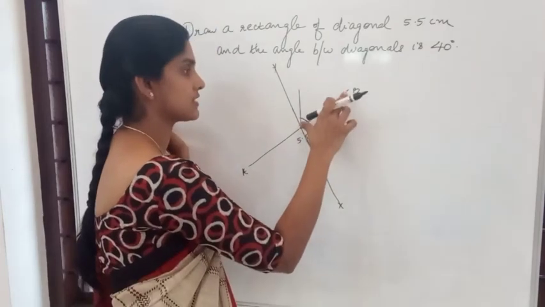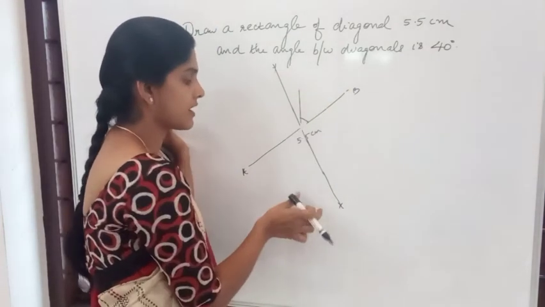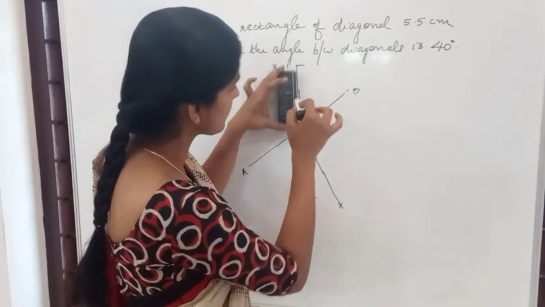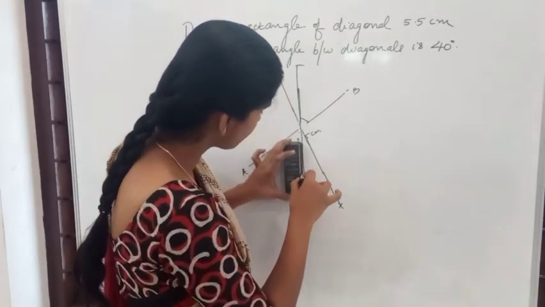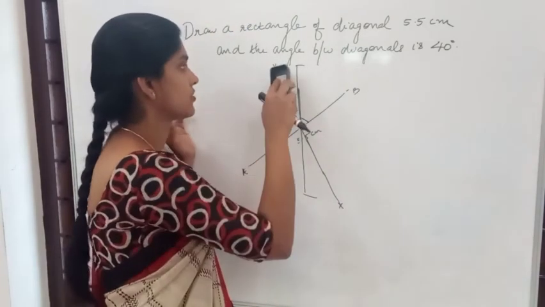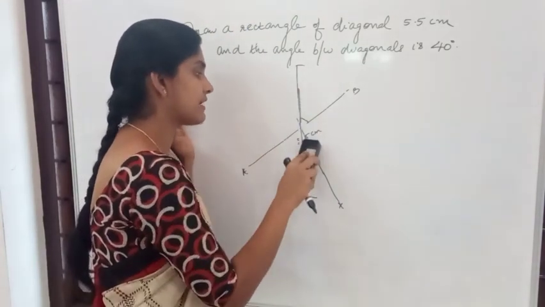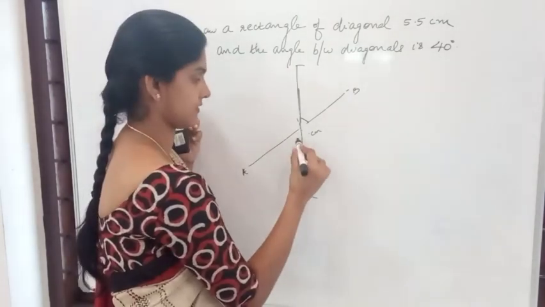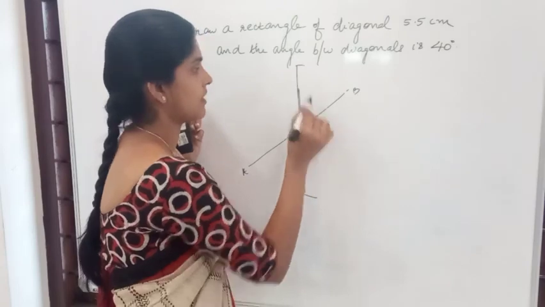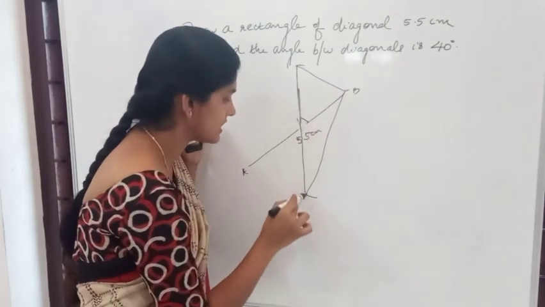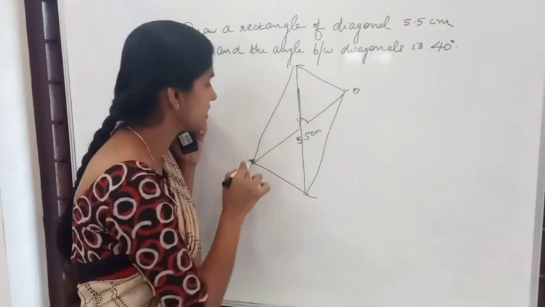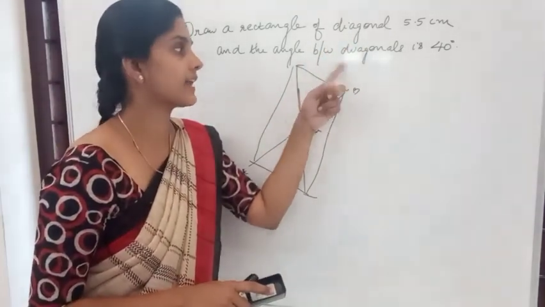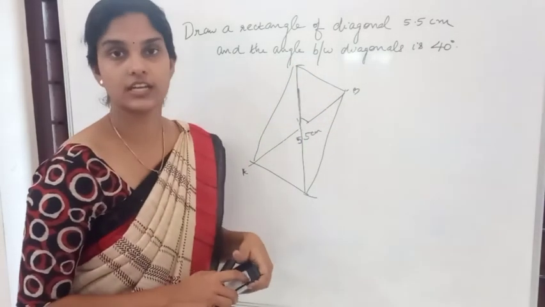Now take this measure, mark over here, mark over here. Join this. We shall erase these lines that were used to take the midpoint of the first diagonal. Now join these points. You shall get a rectangle of diagonal 5.5 centimeter and the angle between the diagonals 40 degrees.